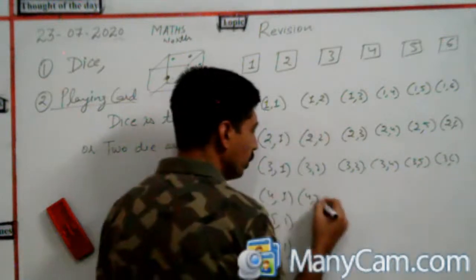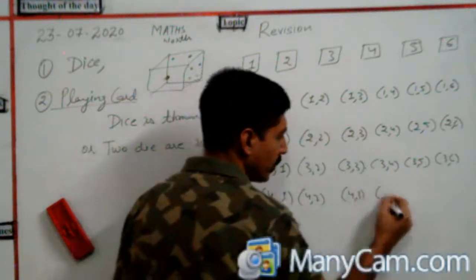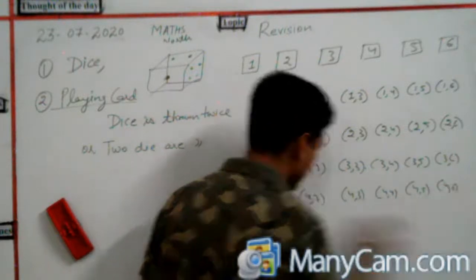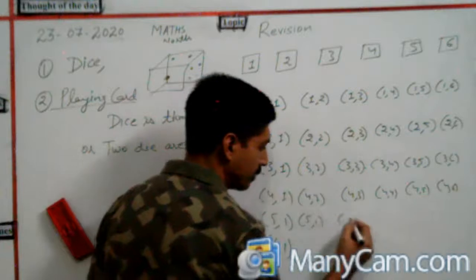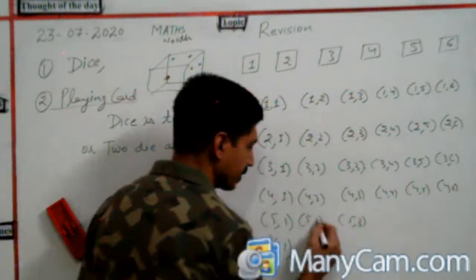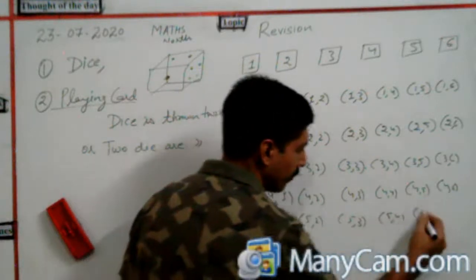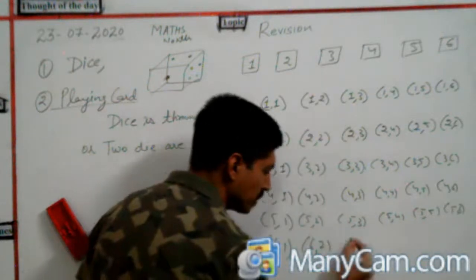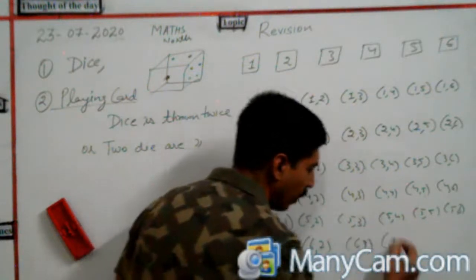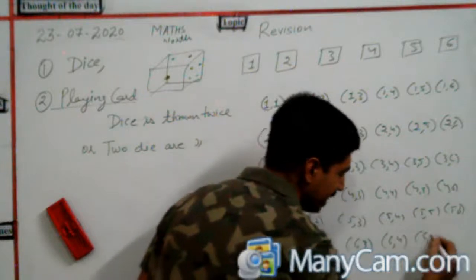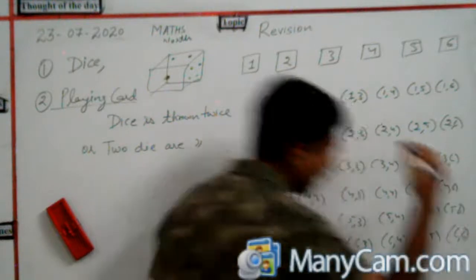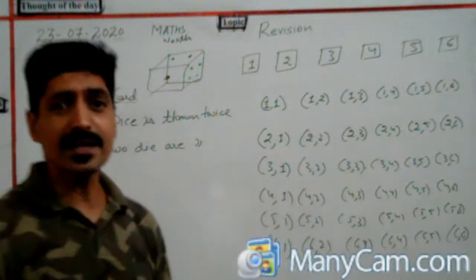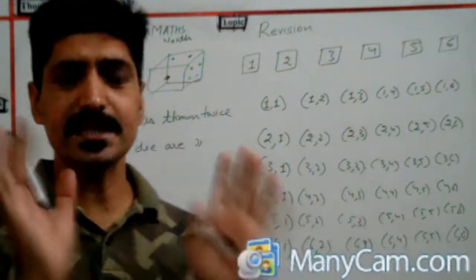Right? 4-2, 4-3, 4-4, 4-5, 4-6. Same, 5-1, 5-2, 5-3, 5-4, 5-5, 5-6. And here we have 6-2, 6-3, 6-4, 6-5, and 6-6. Getting it? So here we find the total sample space, that is 36.